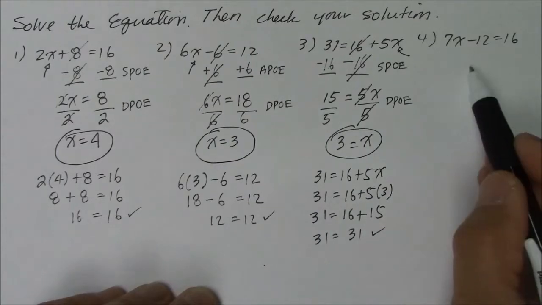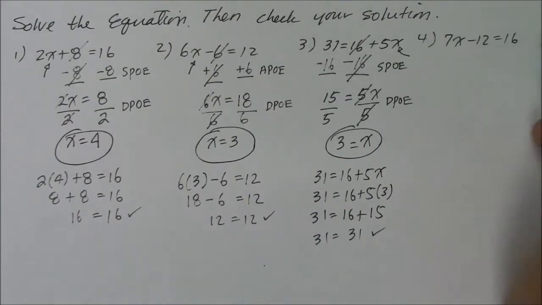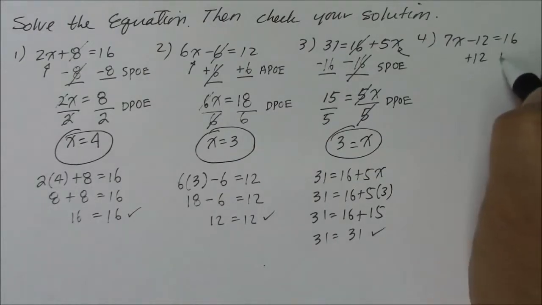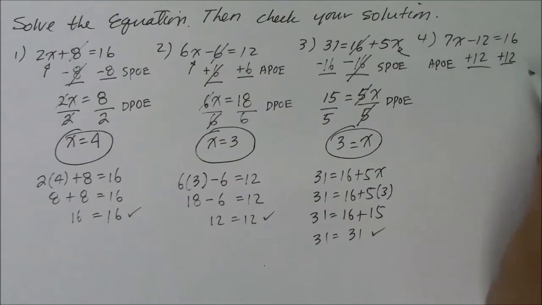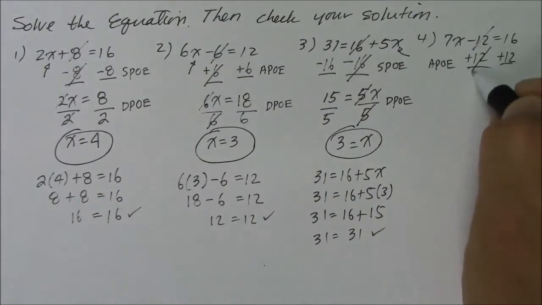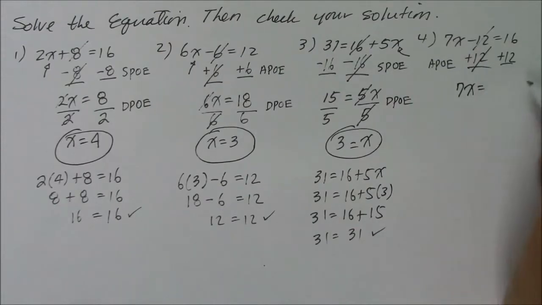And finally, the last one. Did you say add 12 to both sides? That's right. So you add 12 to both sides of the equation. So that's the addition property of equality. So negative 12 and positive 12 cancel each other out. They become 0. So all that remains is 7x on the left. And 16 plus 12 is 28.